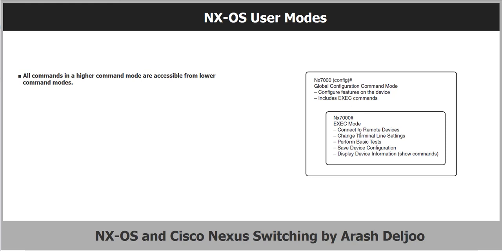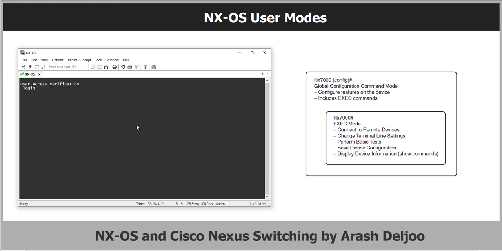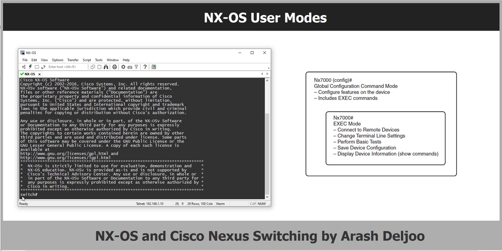Let me first explain a little about the exec mode, or exec command mode. When you first log in, Cisco NX OS software places you in exec mode. Let me show you. This is our switch. I want to log into this switch. As you can see now, after configuring the password and using the password, here you can see we are in the exec mode. This is the first mode that you see.